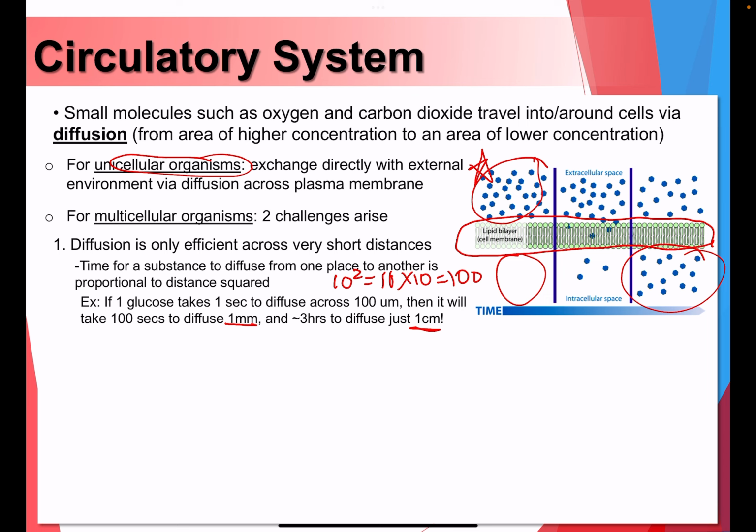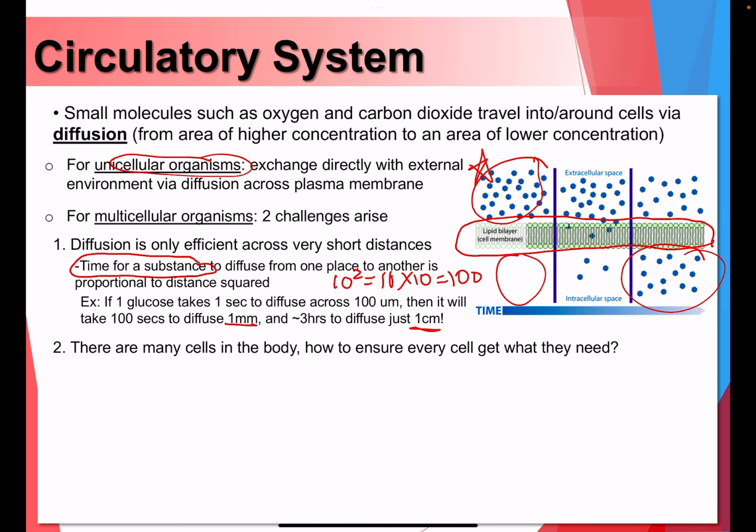So this is what we mean by the time for a substance or solute to diffuse from one place to another being proportional to the distance squared, not just double, but squared. That's why it exponentially gets longer and longer as we increase the distance the solute needs to travel. So that's one problem.